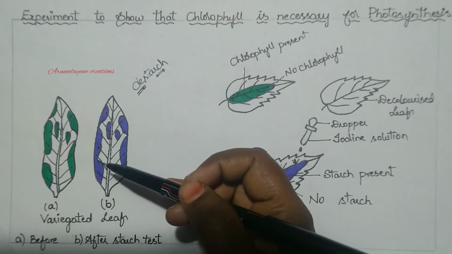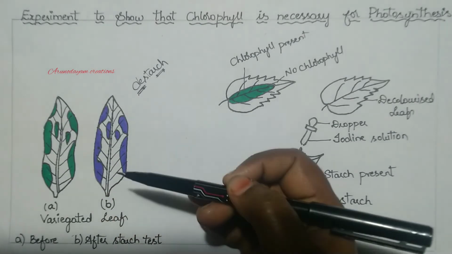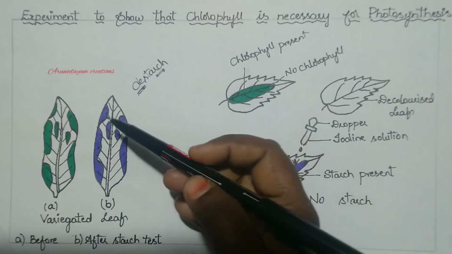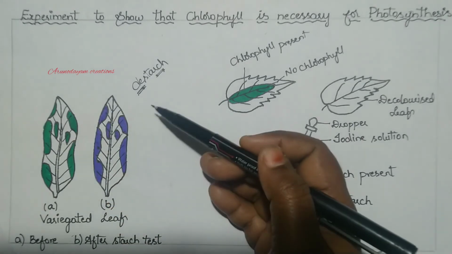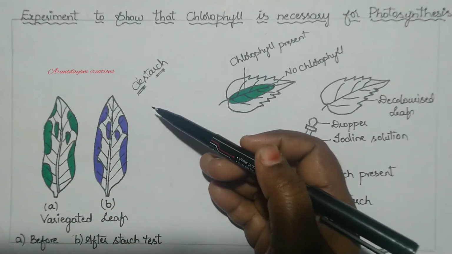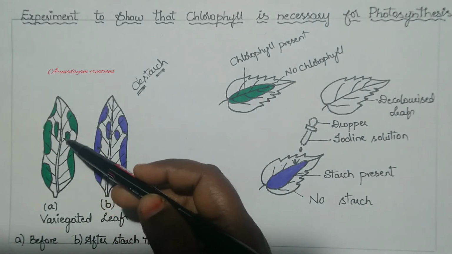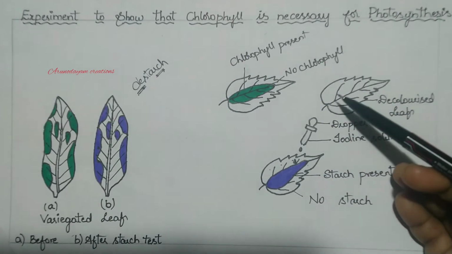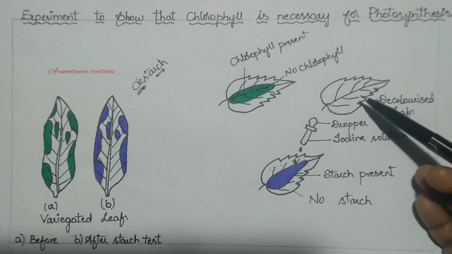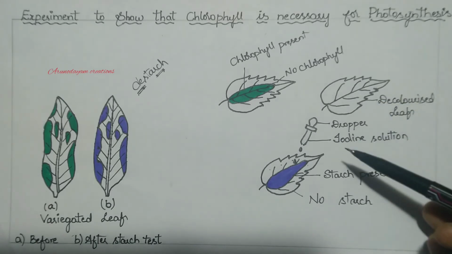Are you able to understand? The alcohol will extract chlorophyll present in the leaf into it. That's why after some time we can clearly observe that the leaf becomes colorless and the alcohol becomes green colored. Okay, then after carefully we have to take this leaf from the alcohol beaker and wash it with hot water. Then we have to perform the starch test on it.